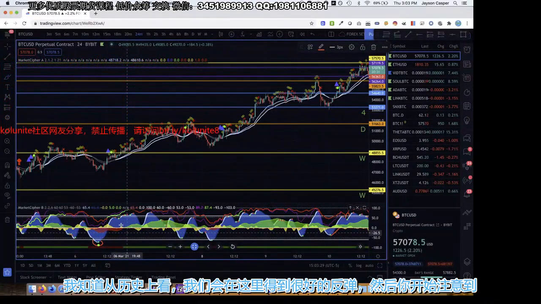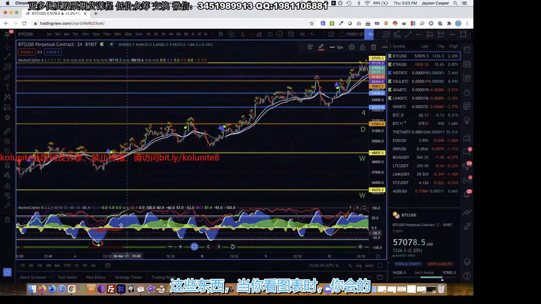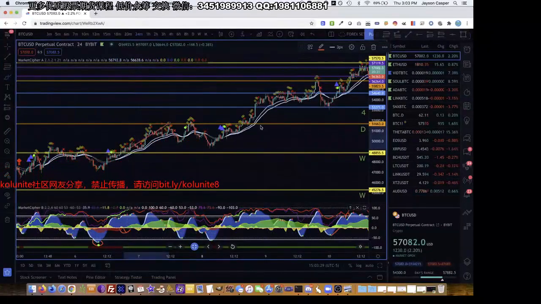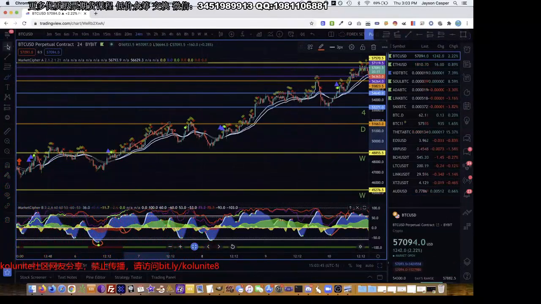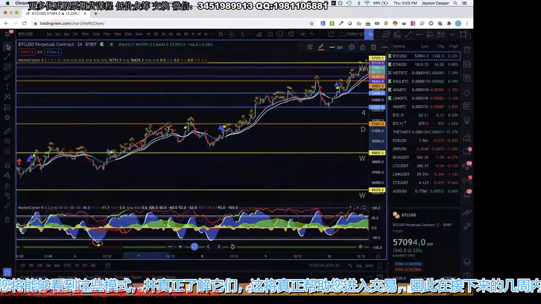And then you start to notice these things, and as you're looking at charts, you will make the... Sorry about that, guys. I forgot to turn off my iMessage here, so I just got a text. You'll be able to see these patterns and really pick up on them, and this is really going to help you enter trades.